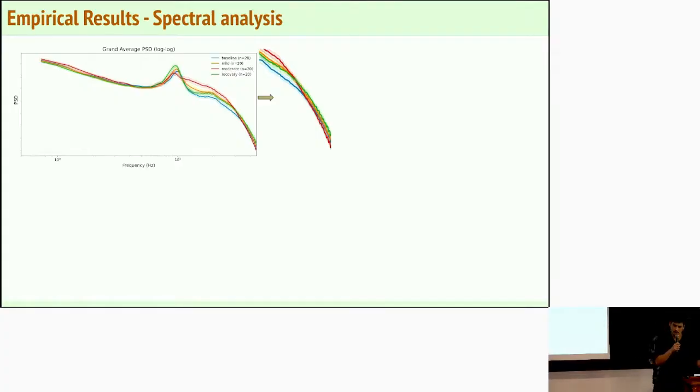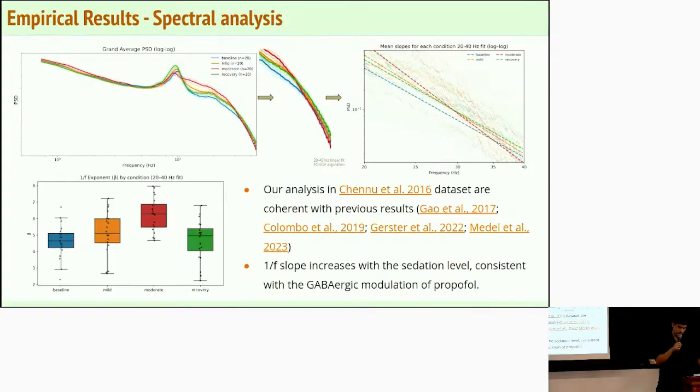Then we used a toolbox called FOOOF and did a linear fit, and we get these linear fits, where the B exponent is the exponent of the linear fit that the FOOOF algorithm computes. We are replicating the results of Gao and Colombo and a lot of other papers, which find flattened slopes for the wake or baseline condition and steeper slopes with more propofol. So the 1/f slope increases with the sedation level, consistent with the GABAergic modulation of propofol.